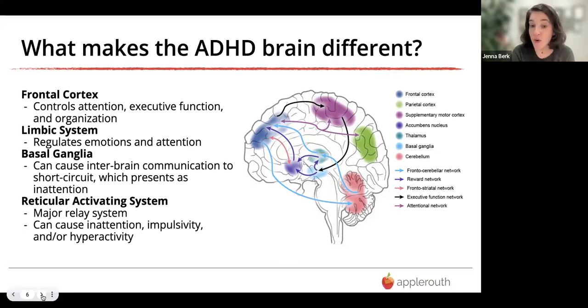So in the frontal cortex, the dark blue part of the brain, that controls attention, executive function, which I'll talk about a bit more, and organization. The limbic system regulates emotions and attention. The basal ganglia, which is that light blue area, can cause intrabrain communication to short circuit if it isn't wired appropriately, which then looks like inattention. And my favorite one to say, the reticular activating system, is a major relay system in the brain, and that can also cause inattention, impulsivity, and possibly hyperactivity as well.